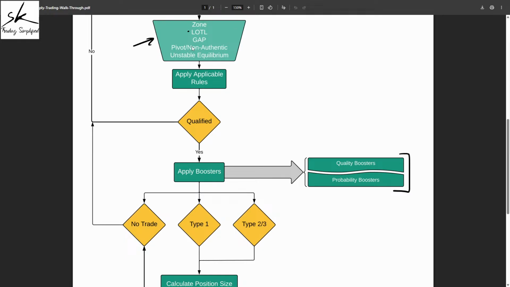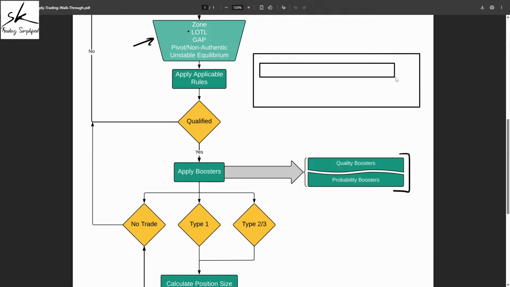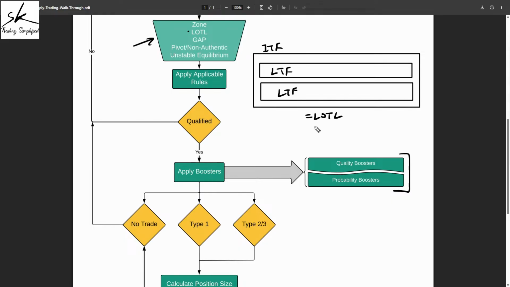So that is the reason if a shift is required, we'll always make that shift before we proceed ahead. So how do we verify whether a zone is a case of level on top of level or not? Very simple concept. If you have an intermediate time frame zone, and the same intermediate time frame zone divides into multiple zones on the lower time frame, we call it a case of level on top of level.